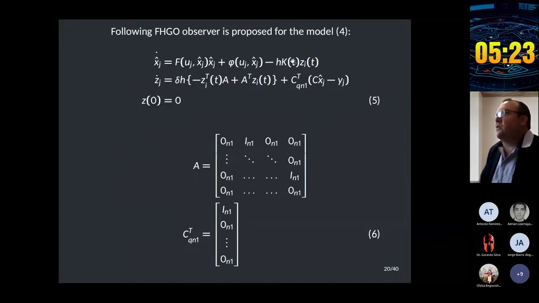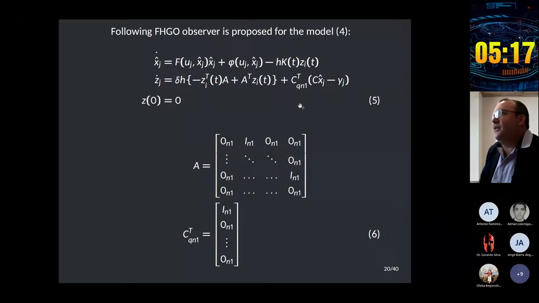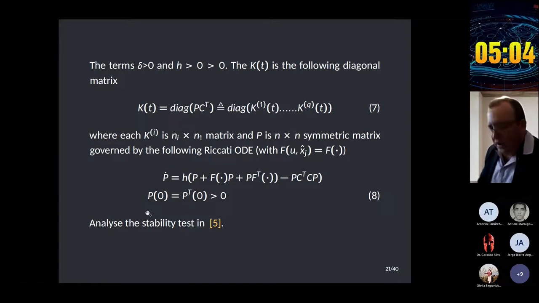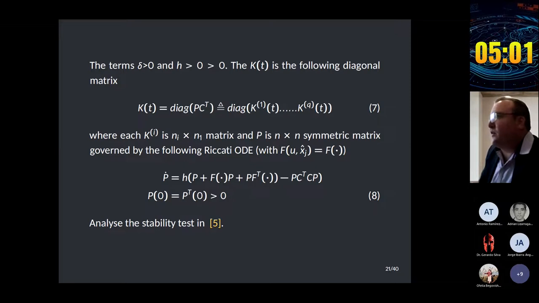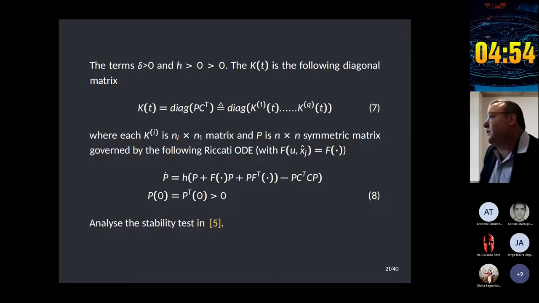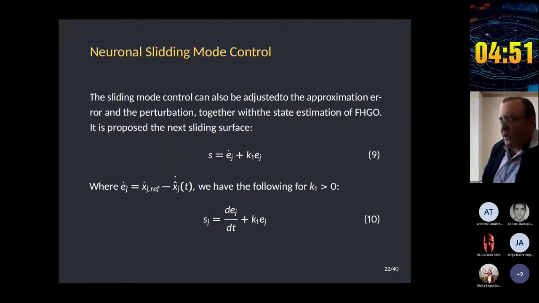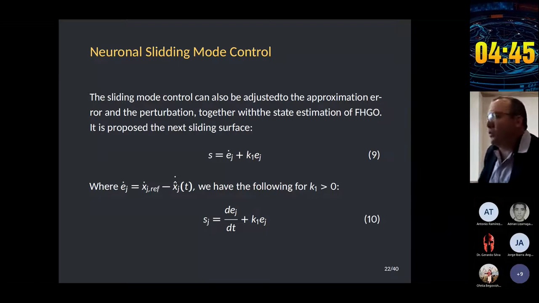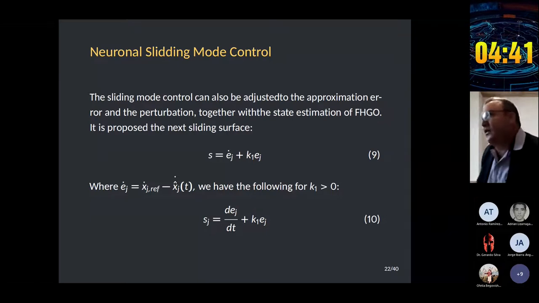We have the matrix K, the vector C, where the vector C is the filtering of the output signal, and K is a part of the solution of the Riccati equations. For the stability test of this observer, please see the literature, number 5 in the paper. Okay, the main part of this contribution is the design of the neural sliding mode control with combination of the filter high gain observer. First, we have to propose the sliding surface.